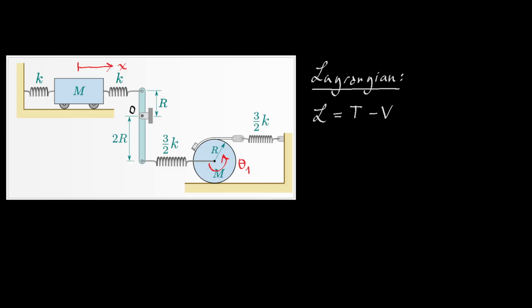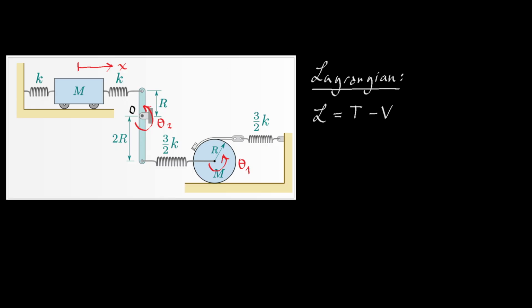Let's remember that this cylinder can be described either using the horizontal displacement of the center of mass of the cylinder or the angle of rotation. Both of these coordinates are related, so we can choose whichever of the two we want. In this case, I will use theta sub 1. And a third coordinate is also another angle of rotation. I will call it theta sub 2, that describes the rotation of this bar about the point O.